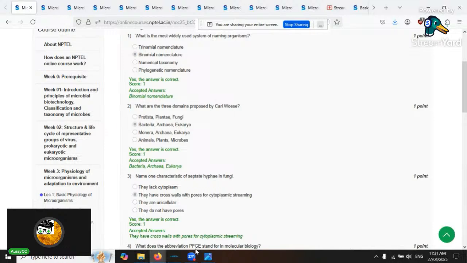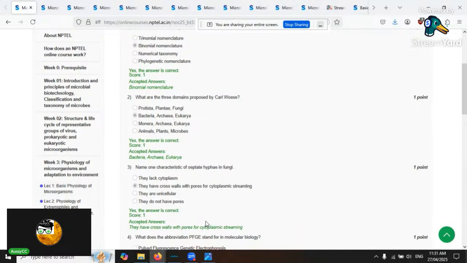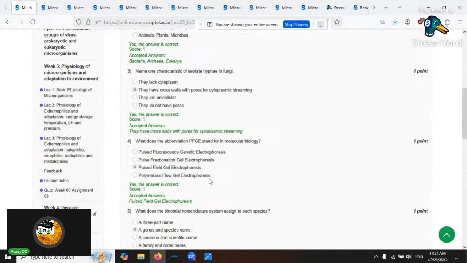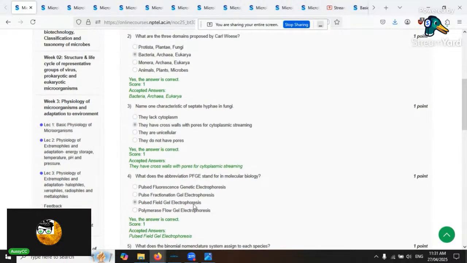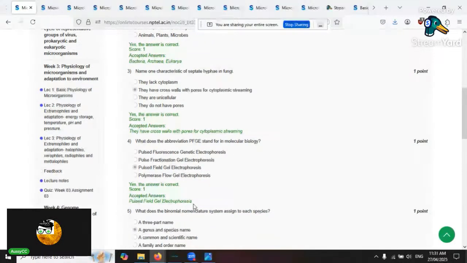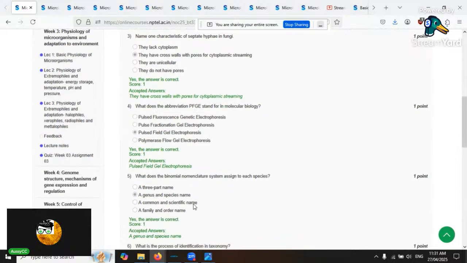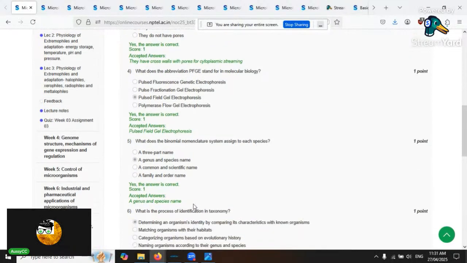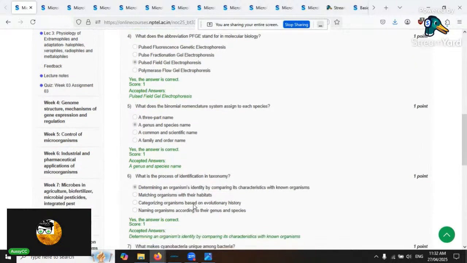What does the abbreviation PFGE stand for? Pulsed field gel electrophoresis. What does the binomial nomenclature system assign to each species? A genus and a species. What is the process of identification in taxonomy? Determining an organism's identity by comparing its characteristics with known organisms.